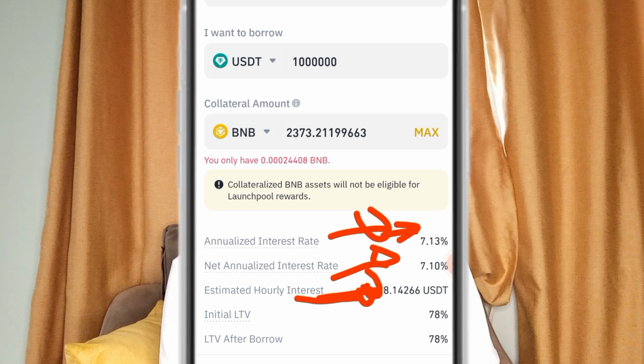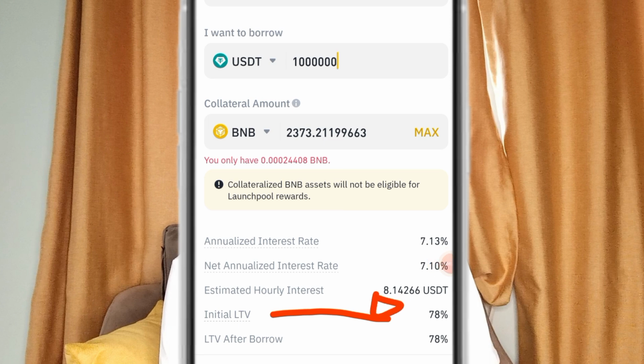So it means if you borrow this amount and it stays with you for 1 hour, you are only going to pay $8. But if it stays with you for the whole year, you are going to pay 7%, and you can calculate that. And then what I need to explain to you is the initial LTV.